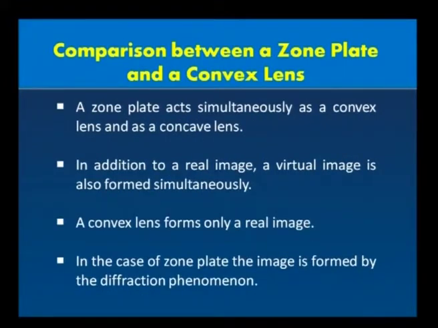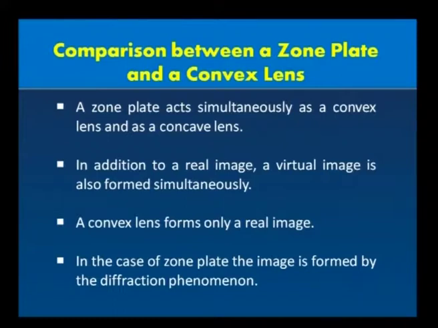Then a zone plate acts simultaneously as a convex lens and a concave lens. In addition to a real image, a virtual image is also formed simultaneously. A convex lens forms only a real image. In the case of a zone plate, the image is formed by the phenomenon of diffraction.